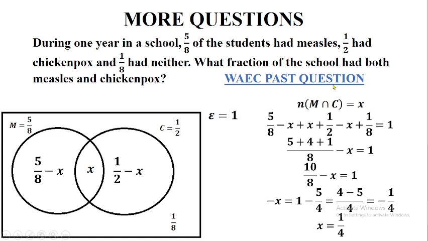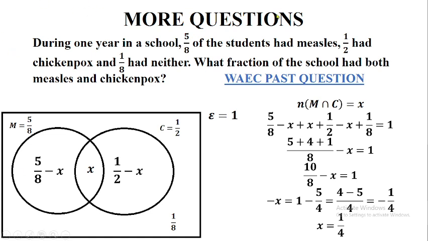Now look at this question. This is a WAEC-type past question as well. And it is very interesting, on Venn diagrams of two subsets, as we have been solving so far, which I believe you have been enjoying and you understand everything you have been doing so far.